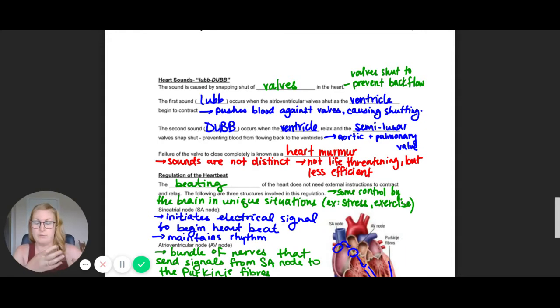Now, if we don't hear those sounds, this could be caused by what's called a heart murmur. What that really is, is the valves not snapping shut completely. And this is not life-threatening. However, it does make things a little bit less efficient. And depending on the severity of that heart murmur, the person may have to, for example, avoid certain activities. Like they might not be allowed to do super high cardio activities and things like that. So we call that a heart murmur because the sounds that we hear there are not distinct, okay?